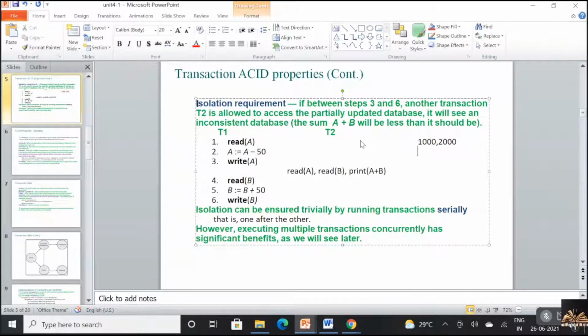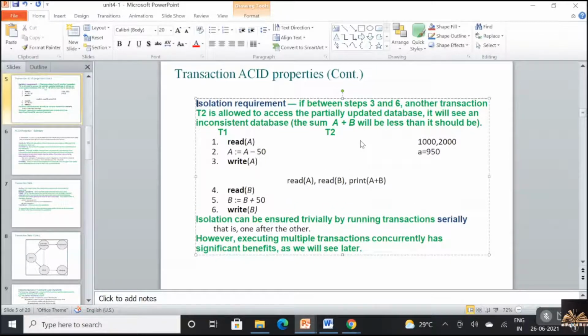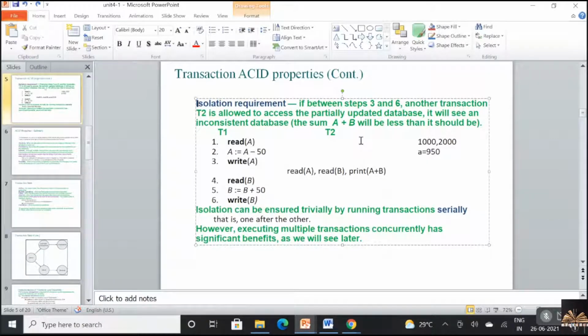Step 2, what is happening here is A value becomes 950. I'm just trying to store the value of A into the database. So 950 would be present, and the value of B is 2000 over here.